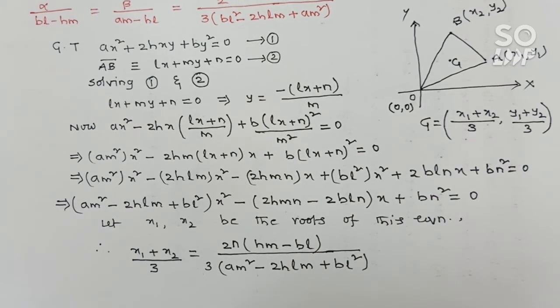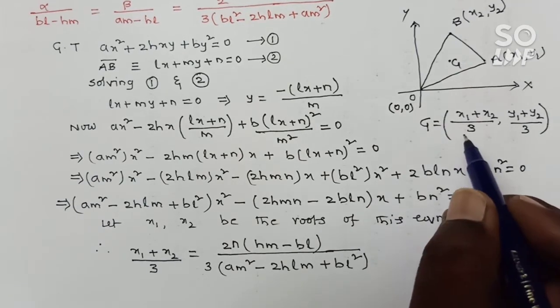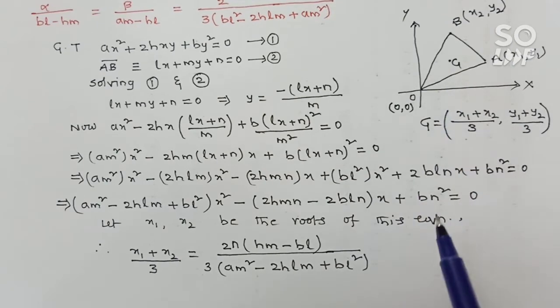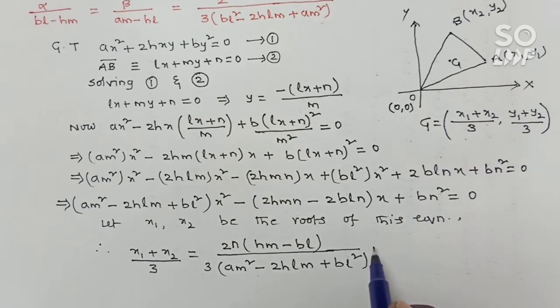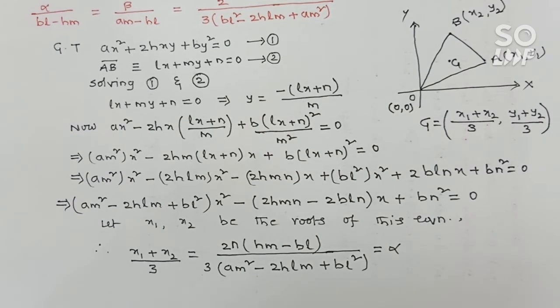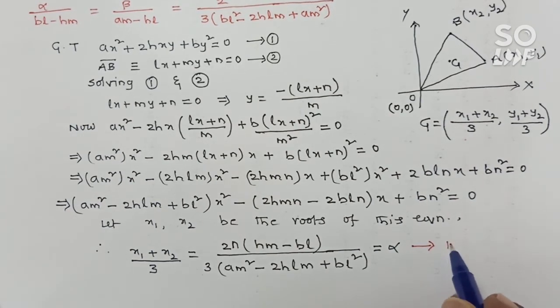Okay, right. After this, let it be you take. What is this value? Here according to the given point, G is equal to (alpha, beta). So this one is nothing but the alpha value. So you take this one as equation 1.